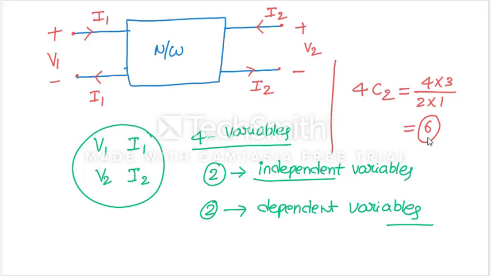How many combinations are possible? 6 different combinations are possible. So those things we are going to see now, the 6 different parameters. Yes, before that we'll see one important definition, that is classification of symmetrical network.